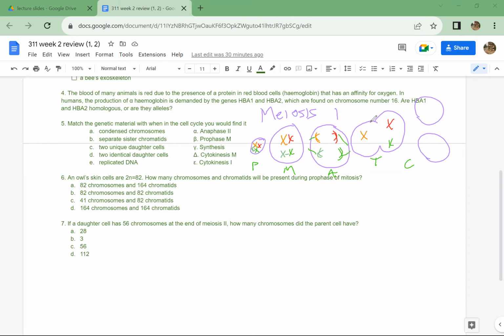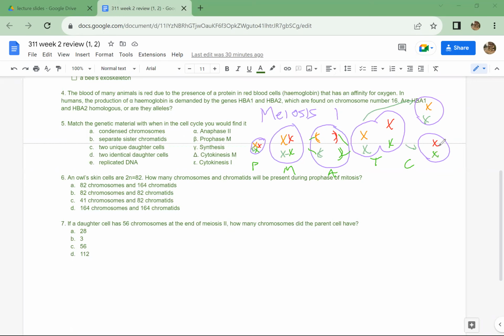Each chromosome is made up of 2 chromatids or 2 DNA molecules. Very good. And so we end up with 2 different cells. Let's pretend this one went up here, this one went over here. We end up with this and this.